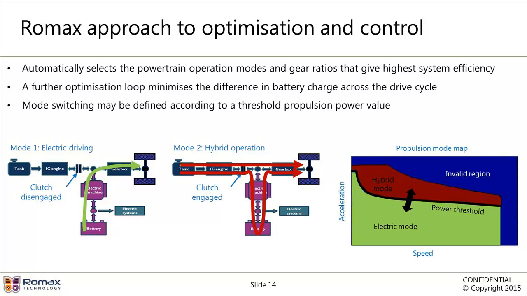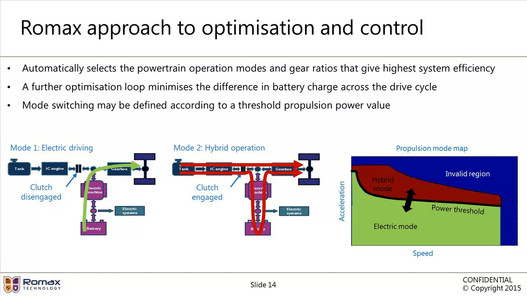The Romax simulation automatically selects the propulsion mode that gives you the best overall system efficiency for each speed acceleration operating point. The most time-intensive part of the simulation is the matrix calculations I described on the previous slide. And that part happens outside the optimization loop. The optimization is just choosing which of the pre-calculated states has the best efficiency.